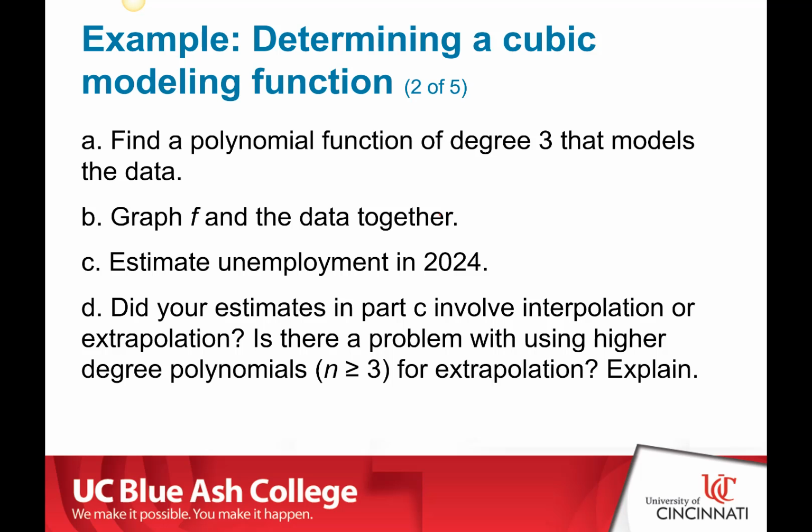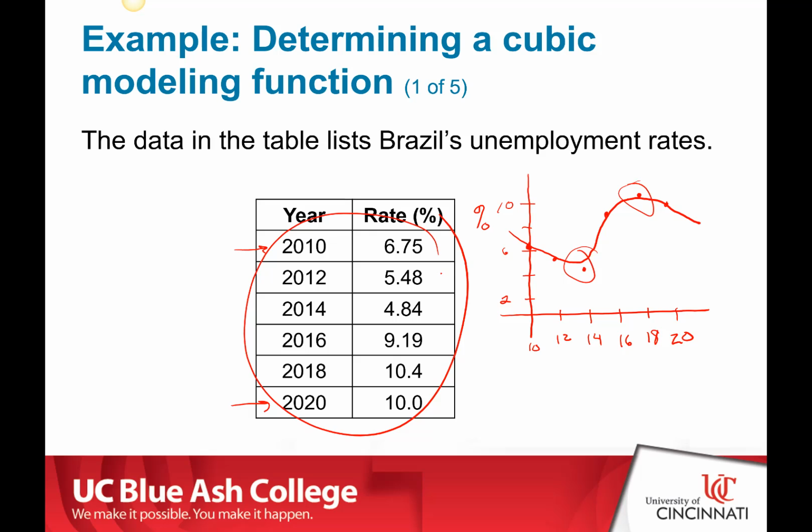Now, it says find a polynomial of degree 3 that models, graph it and the data together, estimate the unemployment in 2024. Hey, based on what's going on here, where do you think the unemployment rate's going to be in 2024? Will it be above or below 8%? In 2024. Let's see, here's 22. And there's 24. If things continue the way they are now, where's the unemployment rate going to be by 2024?